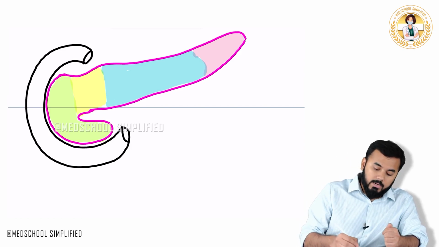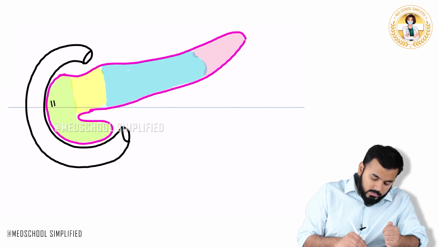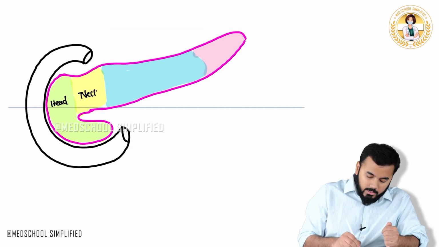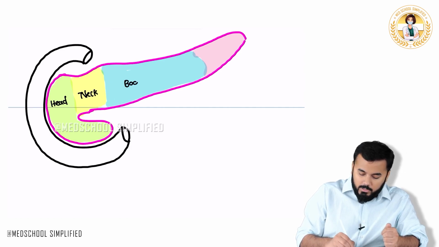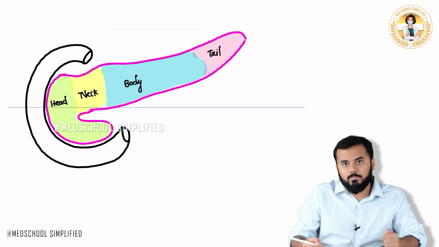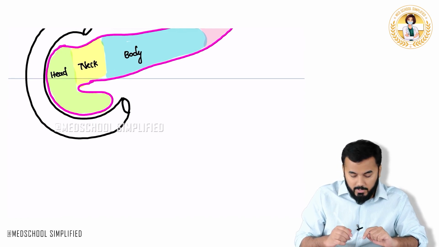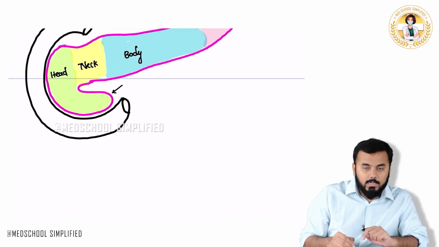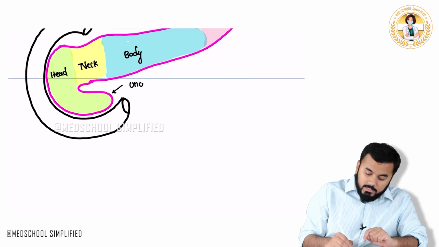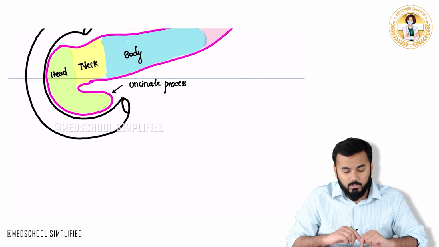So many different structures of the pancreas we have over here. This part is called the head, this is the neck, this is the body, and this is the tail. Next important thing is that the head mainly contains a process which you can see here. This is called the uncinate process of the pancreas.